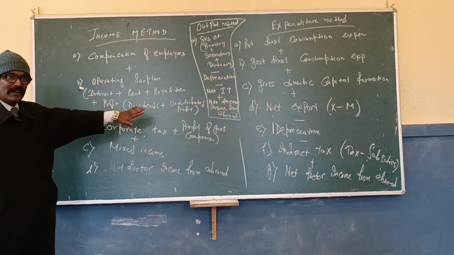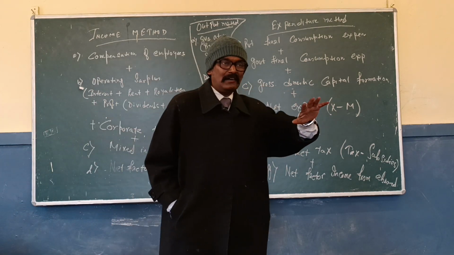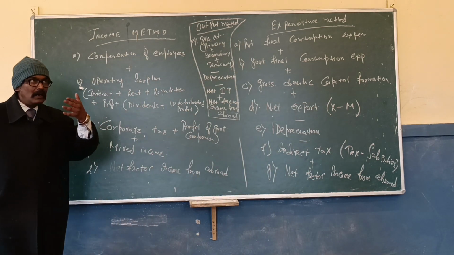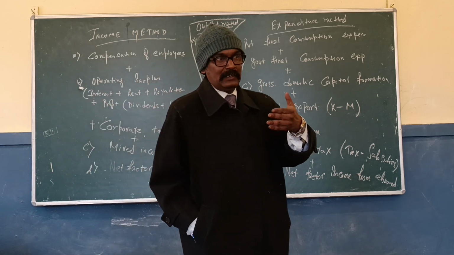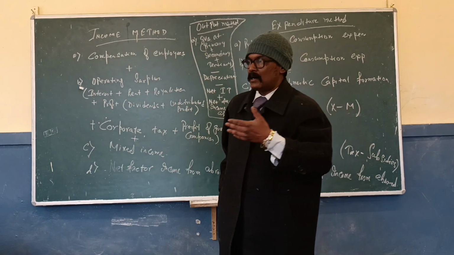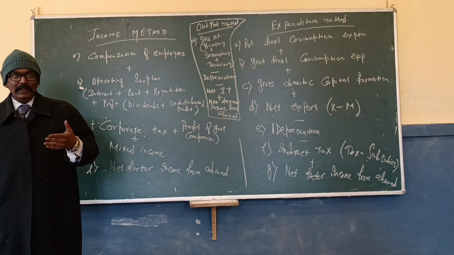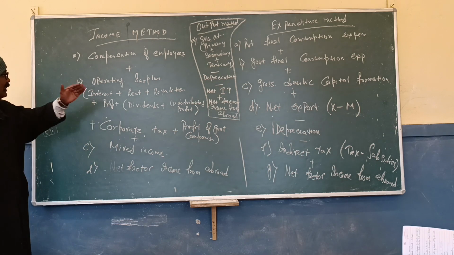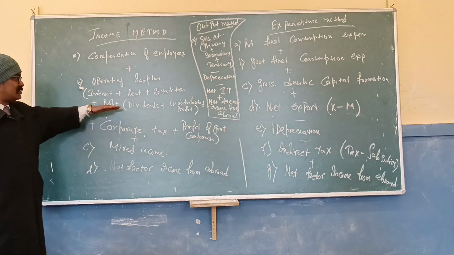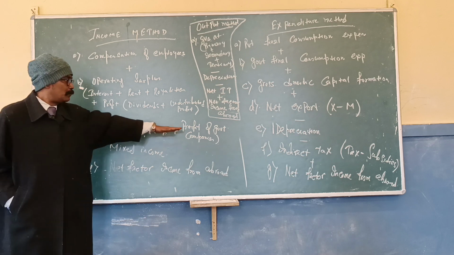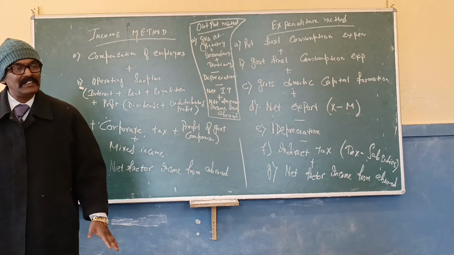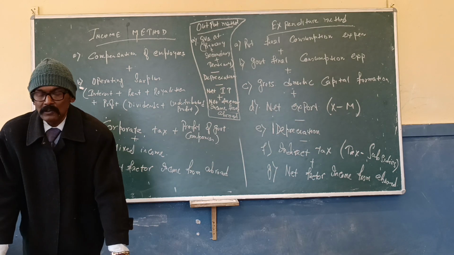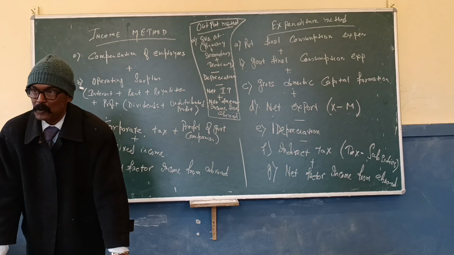The second one is the operating surplus, meaning the income which goes to the owner of any kind of farm. Suppose a farm is using his own house. If he could have rented it to someone else, he could have got the rent. So the rent, interest, royalties, profit, corporate tax, profit of the government companies, all these things come under the operating surplus.